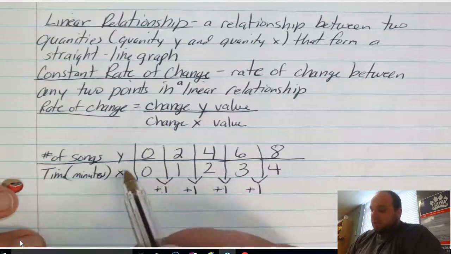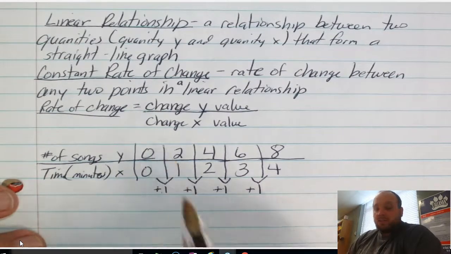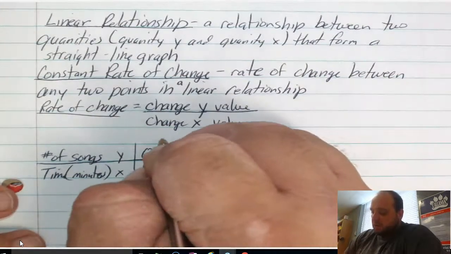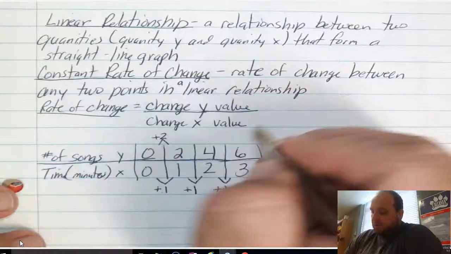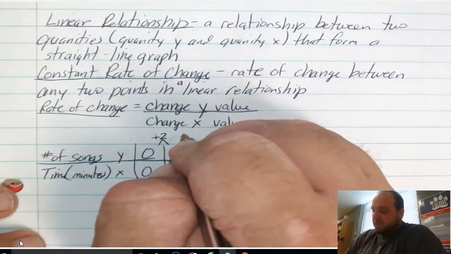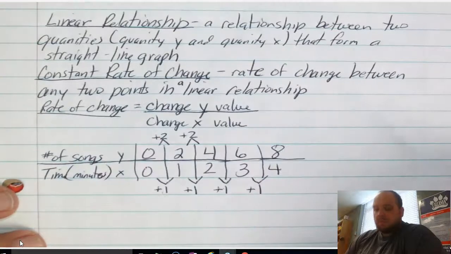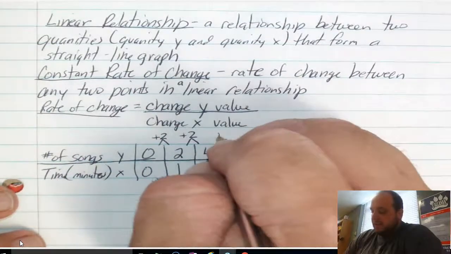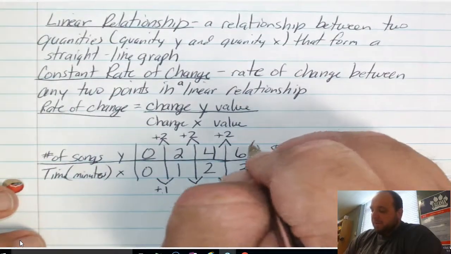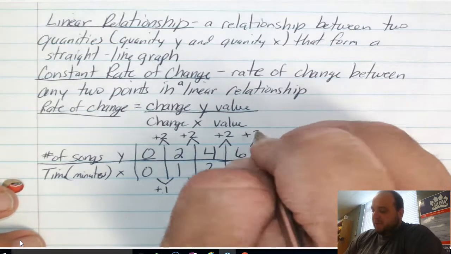So now I'm going to look and see what is the constant rate of change for the number of songs. So from 0 to 2 I went up 2, so I'm going to do plus 2. From 2 to 4, it went up 2 again, and so that's a plus 2. From 4 to 6, that's up another 2. And then from 6 to 8, it went up 2 again. All right.